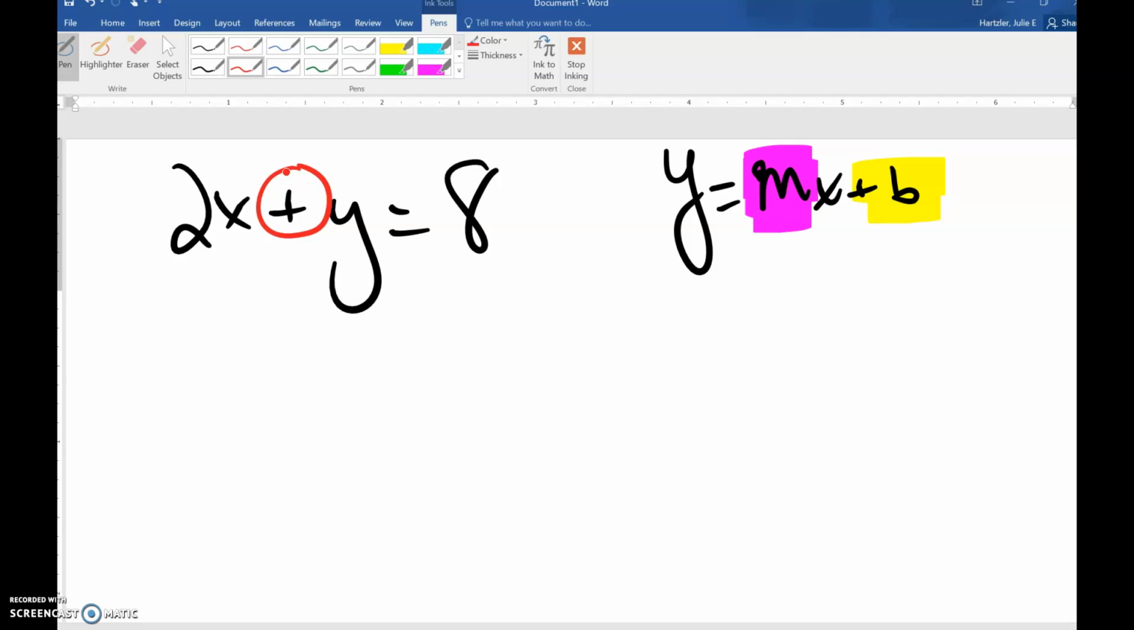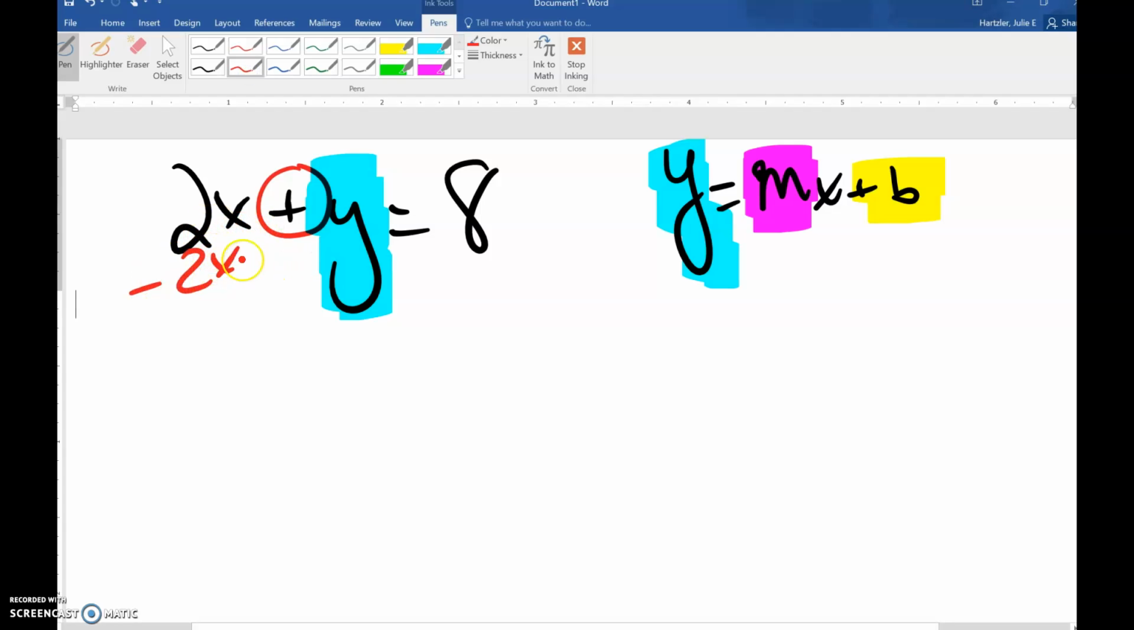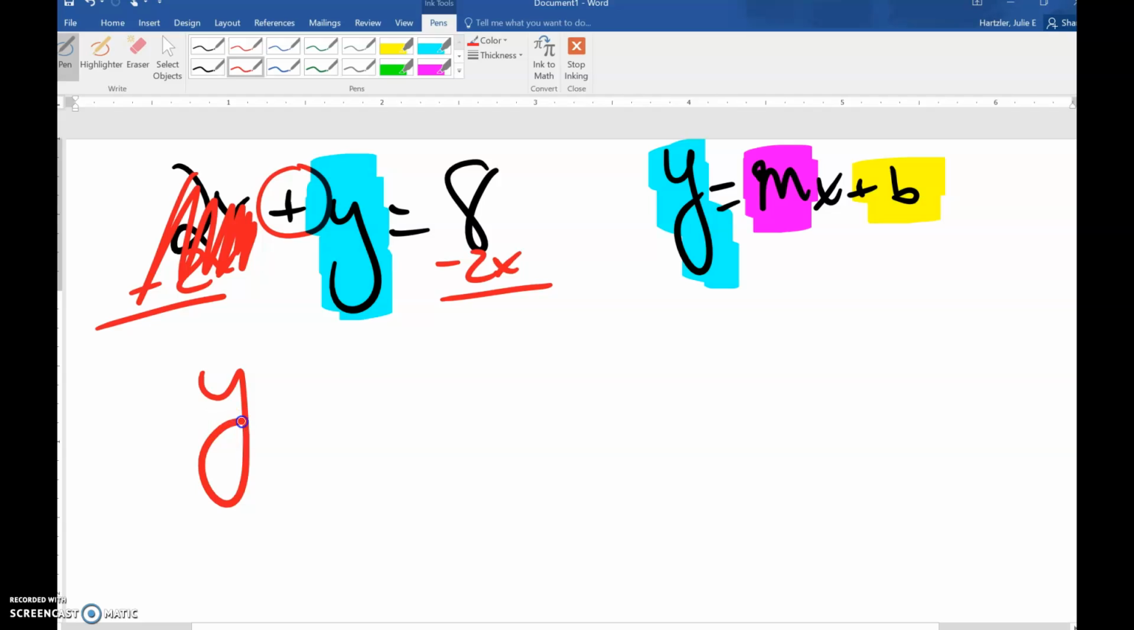So I want to keep the y, because I want to get it in y equals form. That means I'm going to have to use adding to get rid of the 2x. So I'm going to use adding a negative, or subtracting it, because I want to do the opposite. Positive 2x, negative 2x equals 0, which is good. Basically, I just moved that over to the other side, but when I added it to both sides, it had to be negative. So this is a negative 2x plus 8.